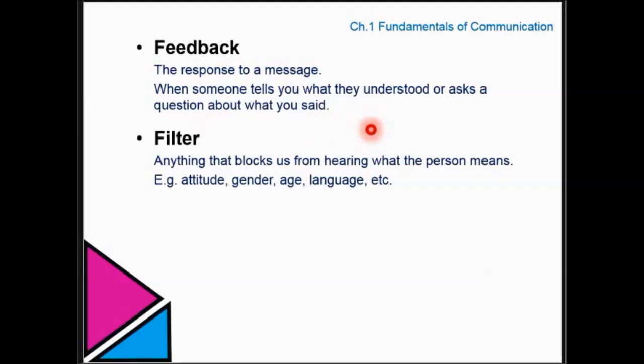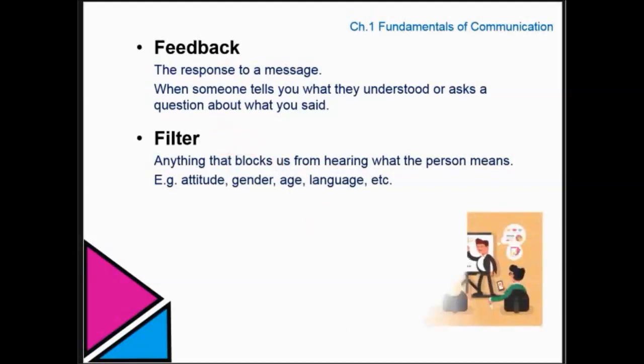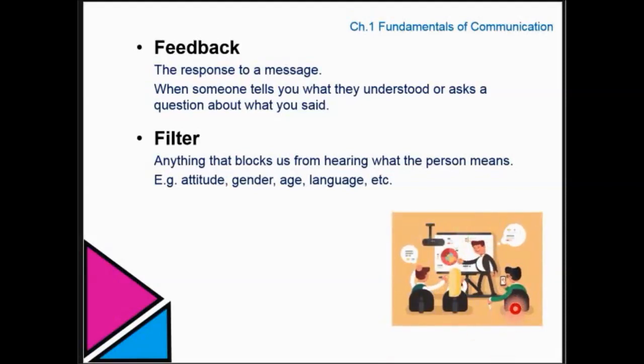Right, then you're going to find a word in Chapter 1, filter. Well, filter is anything that blocks a message. If we look at this GIF, he's explaining something. This guy is looking at a message on his phone. It's blocking the message. He's not concentrating. This guy is thinking about something else. Things like age, when you try to explain technology to an older person like a parent, there's a filter because they don't understand technology like you do. So you get feedback and you get a filter.